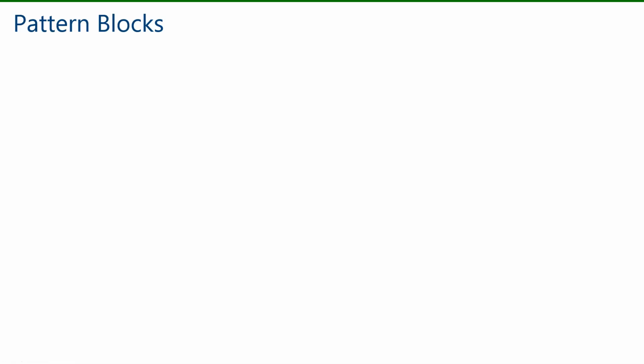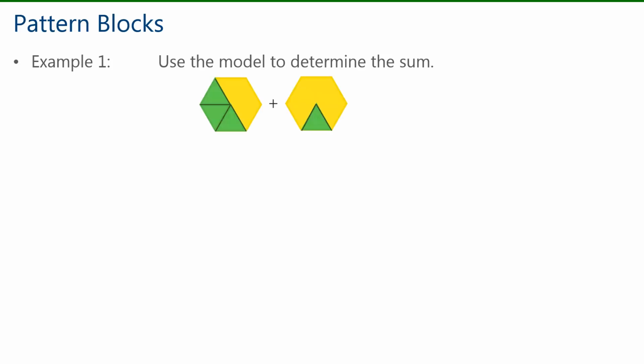So let's do the same type of questioning with pattern blocks. Here's our visual. Use the model to determine the sum. Well, we recall that each triangle represents 1/6. So I have 1, 2, 3 triangles here in this picture, so this would be 3/6. I have 1 triangle here in my second hexagon, so that would be 1/6.